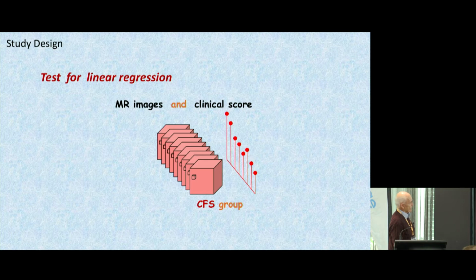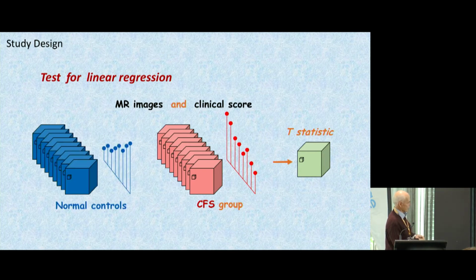We didn't get a lot of results until recently doing just group comparisons, but we did get results doing tests for linear regression. So again, you take your CFS group, look at the values in your test voxel, and you do a linear regression against a clinical score. It might be severity of symptoms, it might be blood pressure, heart rate. And again, the stats will give you a t-statistic for that voxel, whether or not it finds a significant regression.